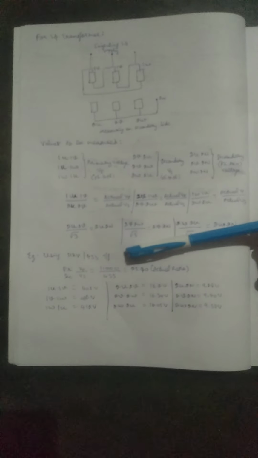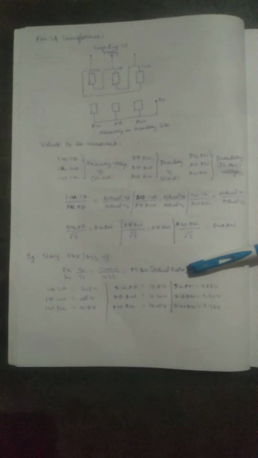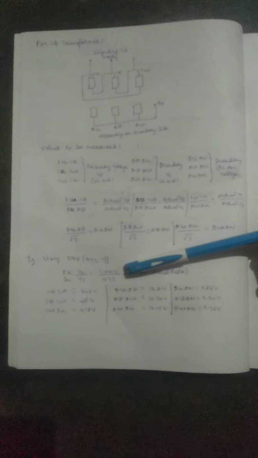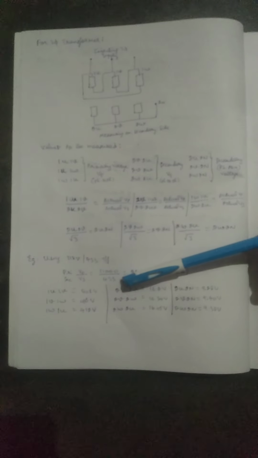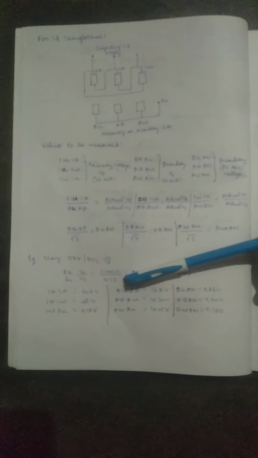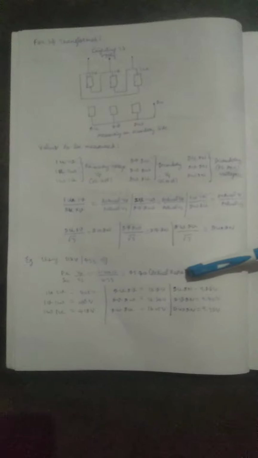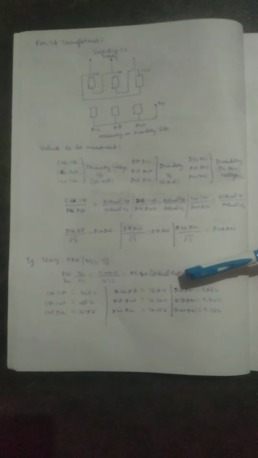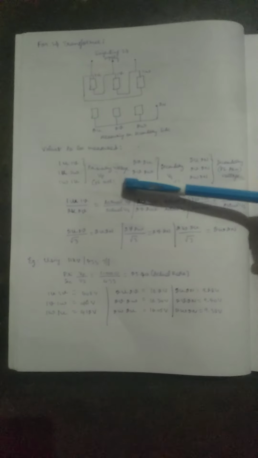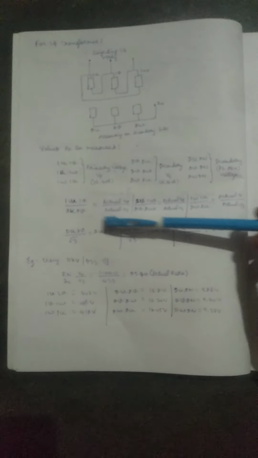Then for example, I am just taking an 11 kV divided by 433 volt transformer. This is your actual ratio, V primary divided by V secondary. 11 kV I have written as 11,000 volt in primary divided by secondary 433 volt. So ultimately we get the actual ratio value as 25.40. So now I am going to find the values of all those things.